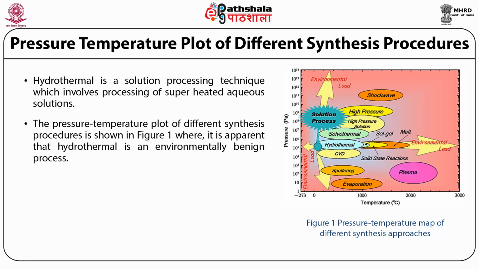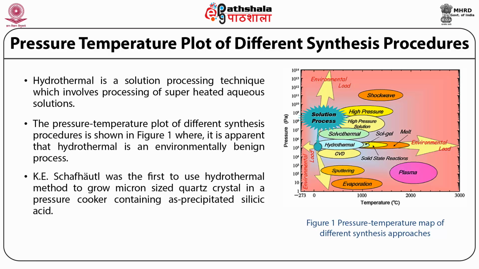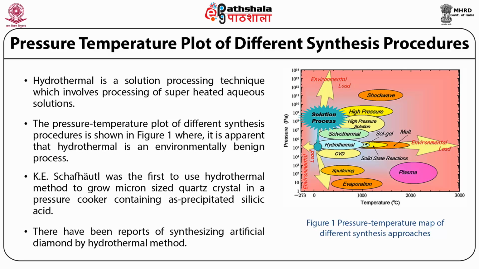The pressure temperature plot of different synthesis processes is shown in figure 1, where it is apparent that hydrothermal is an environmentally benign process. K. Schaufhotel was the first to use hydrothermal method to grow micron-sized quartz crystal in a pressure cooker containing as precipitated silicic acid. There have been reports of synthesizing artificial diamond by hydrothermal method.